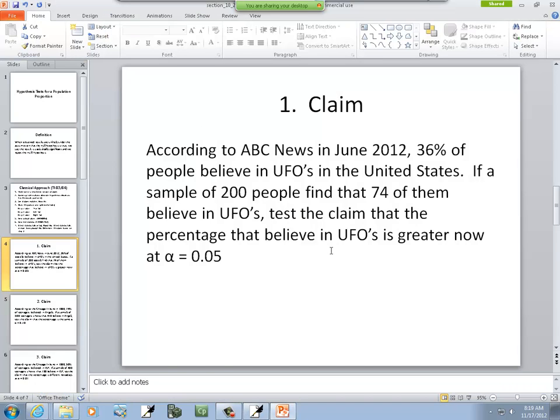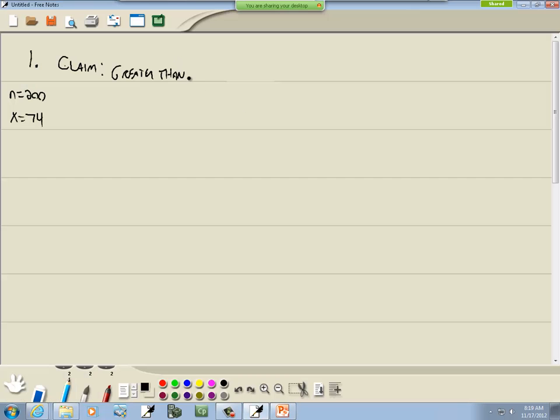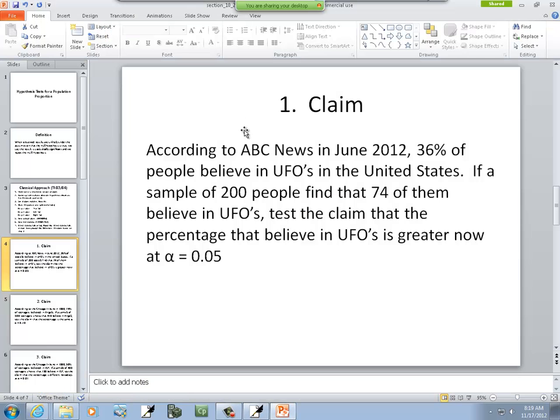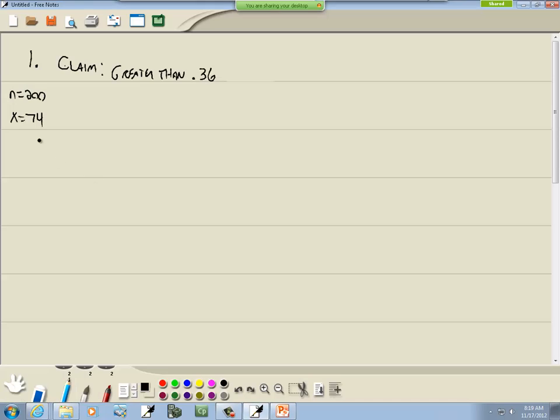And oftentimes when it doesn't appear like they give you the number, it's up above. See how they say 36% believed in UFOs back in June 2012? So it believes it's greater now than 36%. At alpha is 5%.